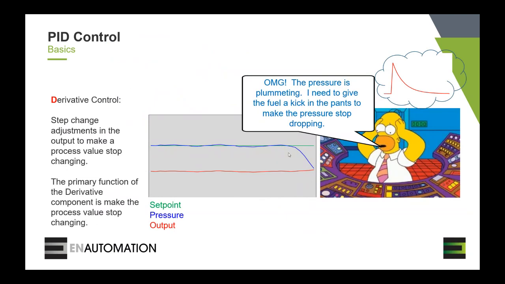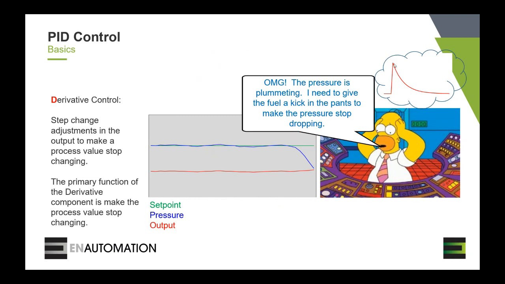And Homer recognizes that the pressure is just plummeting, and he needs to make a drastic move to make the pressure stop dropping. When we're talking about fuel, it's often referred to as a fuel kick, where we need to put a surge of fuel in to make the pressure stop dropping. So this would be the surge that Homer's thinking about. He needs to add, but we don't want to keep it there. We just want the pressure to stop, and then let the proportional and integral control take over.